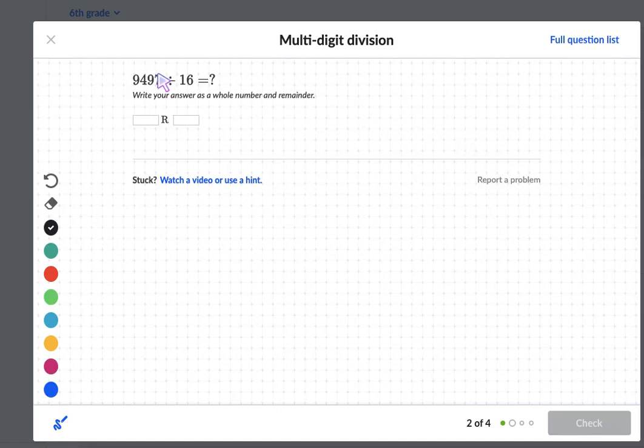Okay, so my dividend goes in first, 9,497. That already looks very intimidating. Divided into 16 parts. So I'm going to create a key on the bottom.